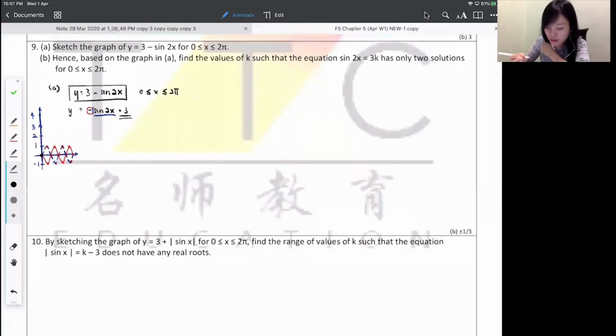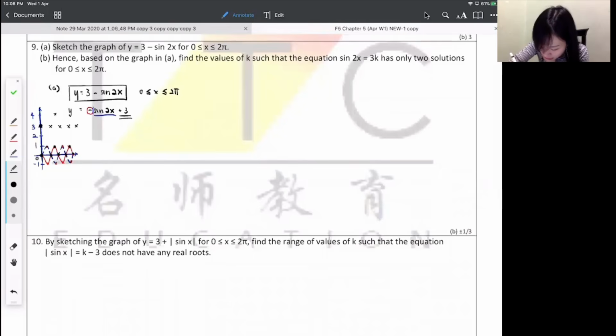So the starting is 0. 0 plus 3 is 3. 0 plus 3, 3. 0 plus 3, 3. 0 plus 3, 3. Correct? And then the highest. The highest is now 1. 1 plus 3, isn't it 4?